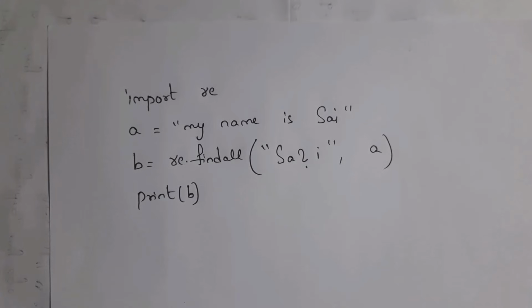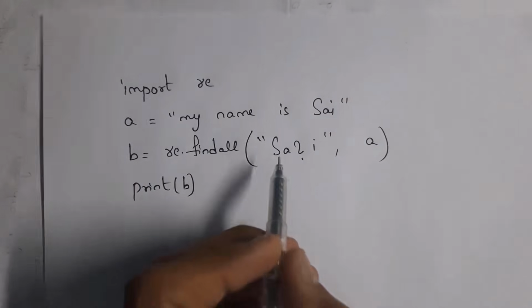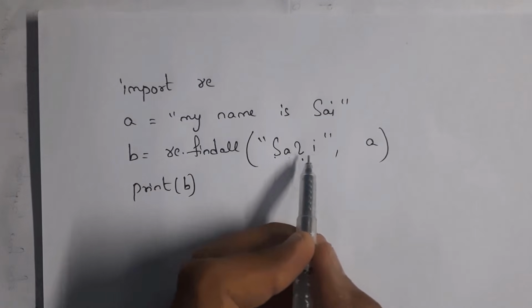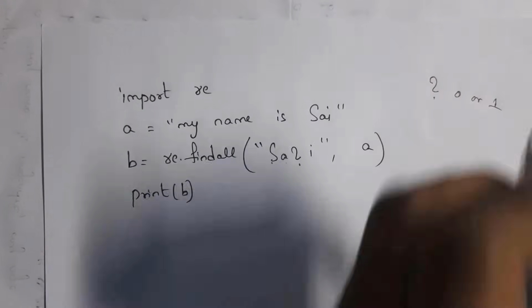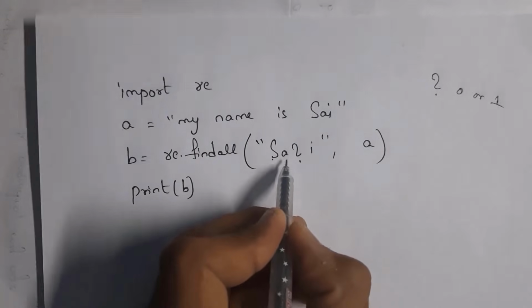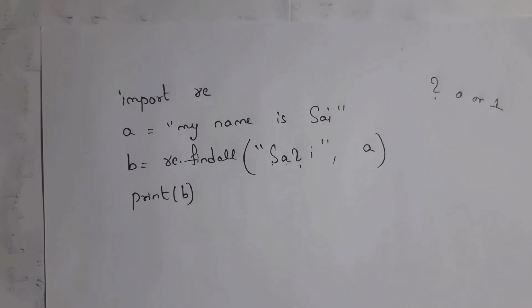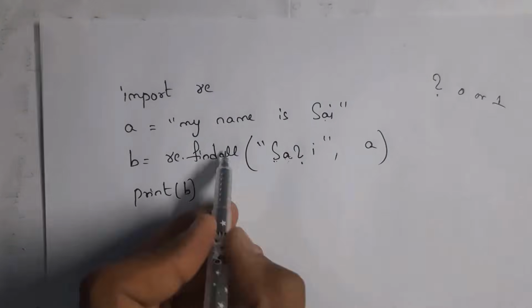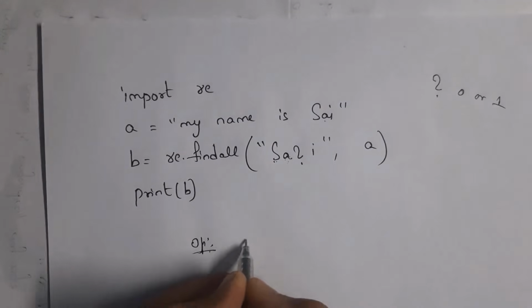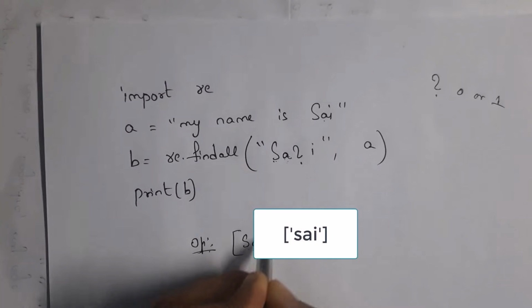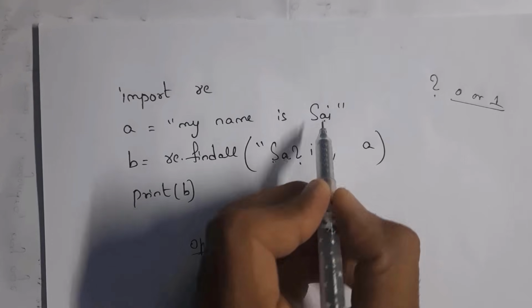Guys, this is the example. Here I written a equal to my name is Sai, and next I written b equal to re.findall. Inside this I written S A question mark I. That means question mark is nothing but 0 or 1 occurrence. That means the question mark's left side character is A. If this A is available once in my string, I will get output. And if this A is not available in my string, I will get output. This result is stored in variable b. So whenever I write here print b, I will get output Sai, because question mark means 0 or 1 occurrence. So here A occurred once, so I will get output Sai.